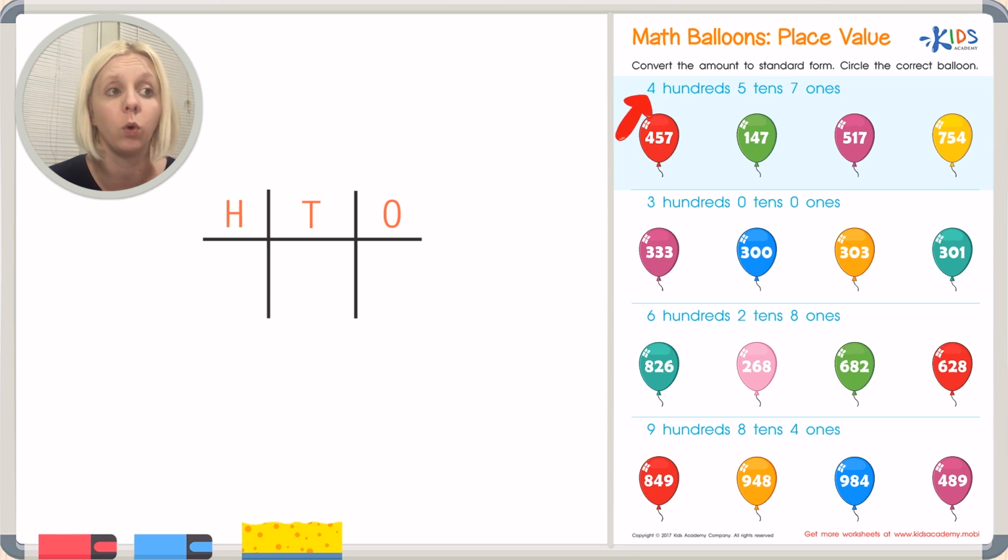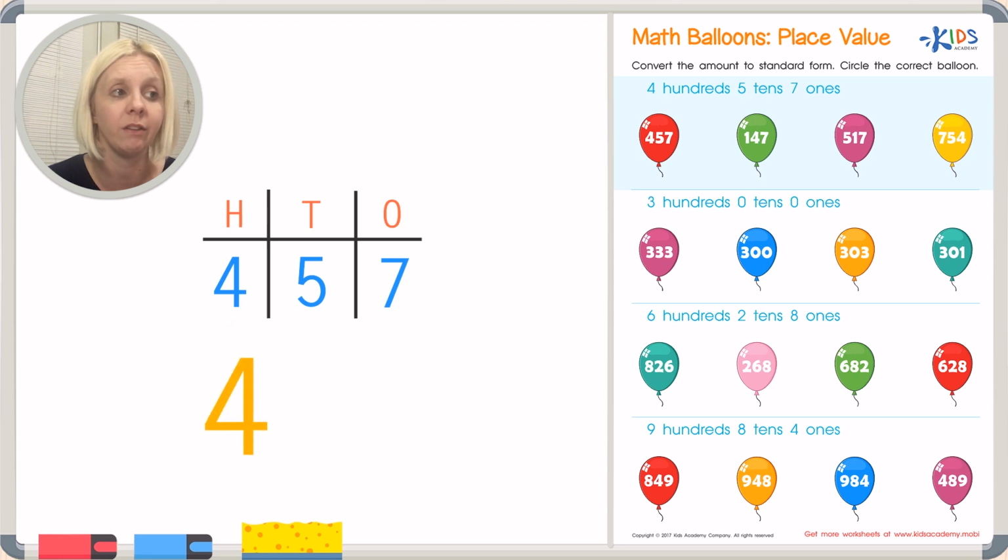It says 4 hundreds, so I'm going to put the 4 in the hundreds place. And then it says 5 tens, so I'm going to put the 5 in the tens place, and then 7 ones, okay? When you write it out in standard form, it looks just like that. It's all squished together. It's 4, 5, 7, which we read 457.